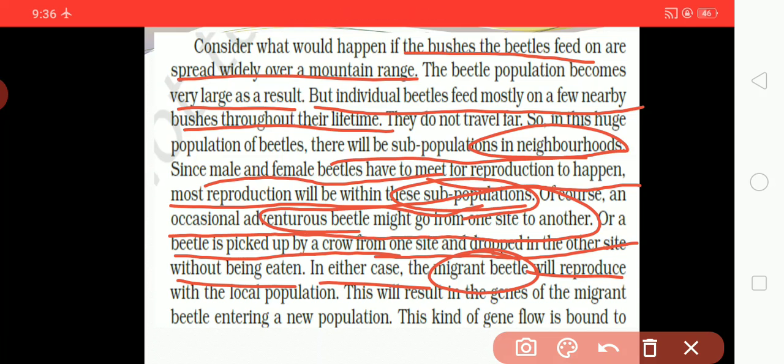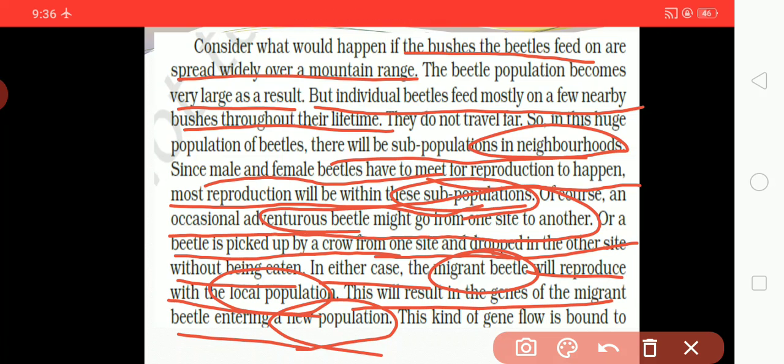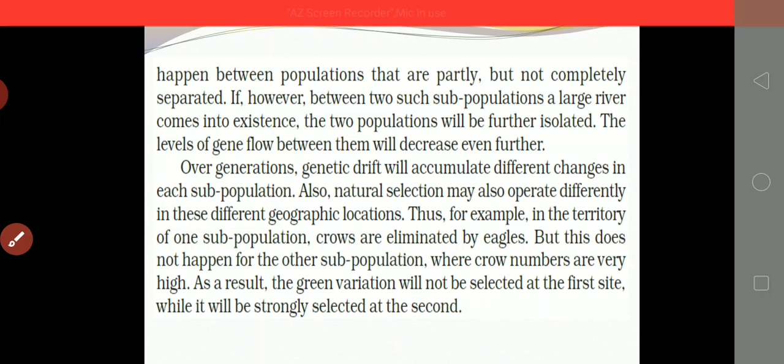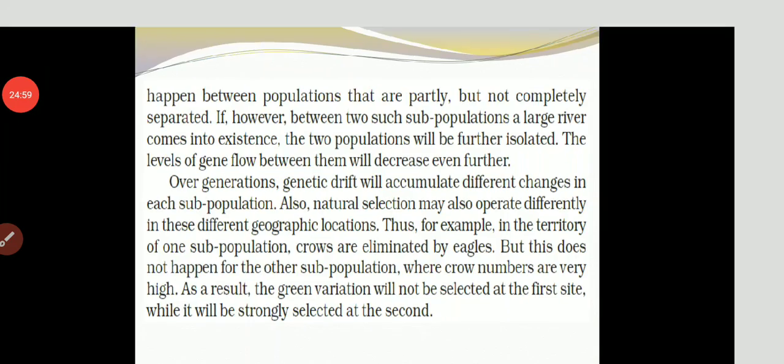It will reproduce with the local population, and this will result in the genes of a migrant beetle entering a new population, due to which they will get new germ cells and new beetles will be seen. And this kind of gene flow is bound to happen between populations that are partly but not completely separated.